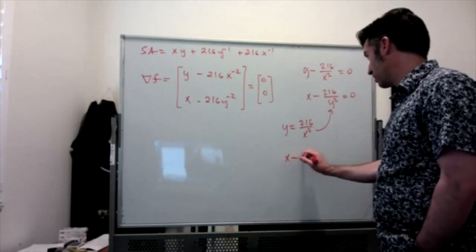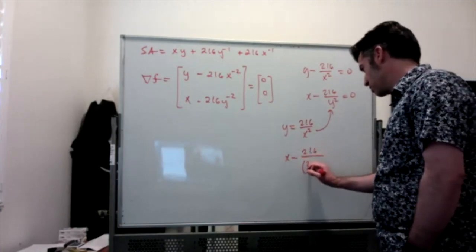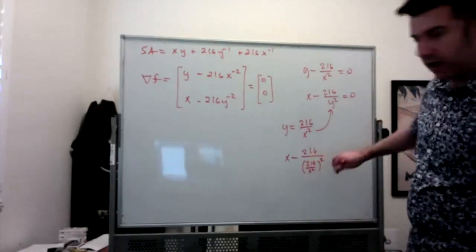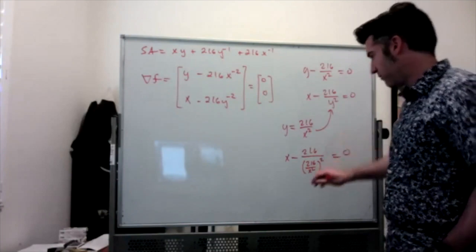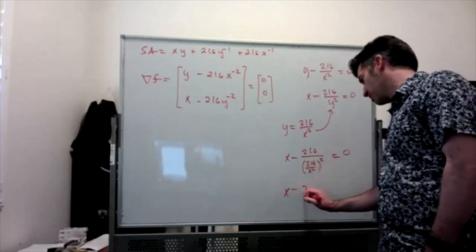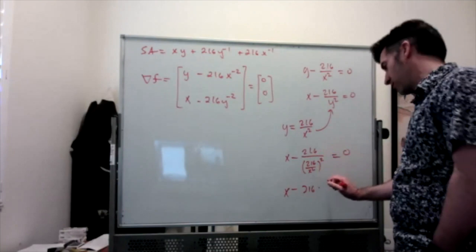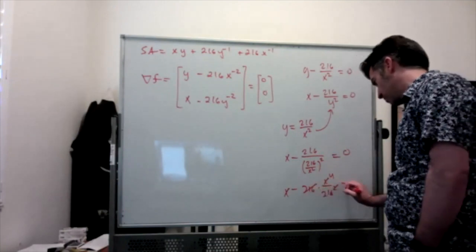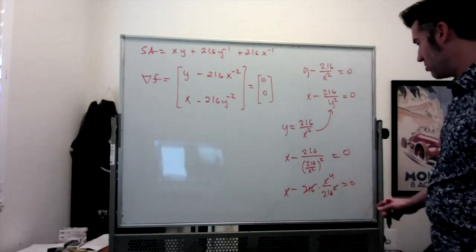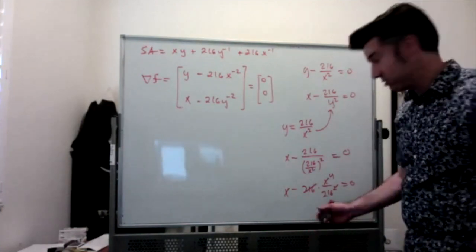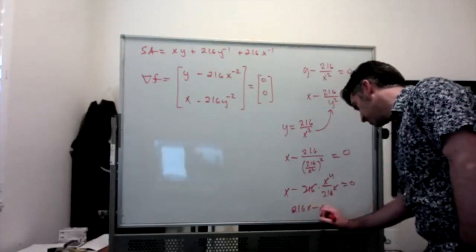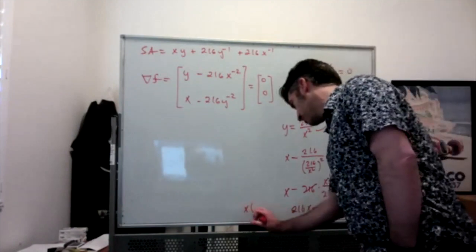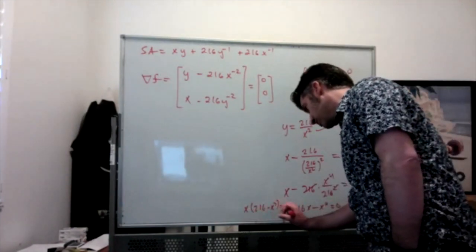So I'm going to get x minus 216 over 216 over x squared, squared. Flip and multiply. So x minus 216 times x squared squared is x to the fourth over 216 squared. Cancel one of those, equal to 0. And then you could multiply everything by 216. So 216x minus x to the fourth equals 0. And then you can factor out an x. So you get x times 216 minus x cubed equals 0.